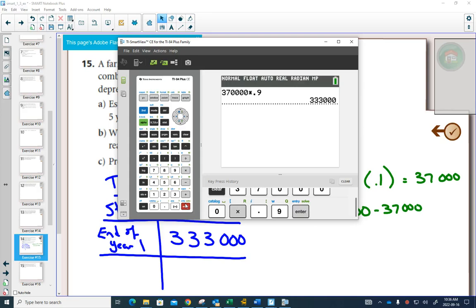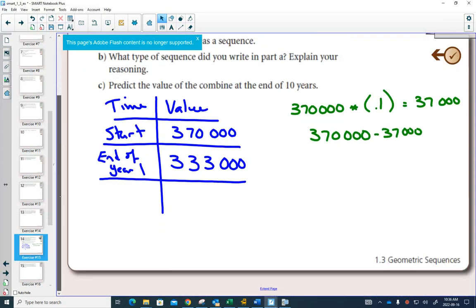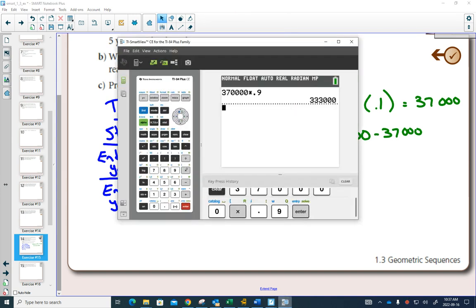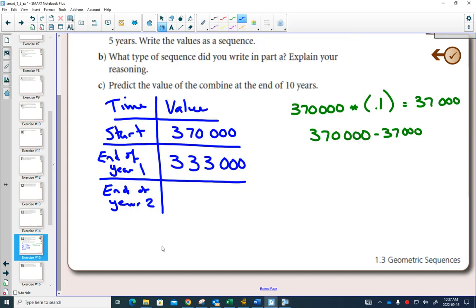What's also very nice about the 0.9 is we can fill in our chart a lot quicker. So we need, in part A, 5 years, the end of each of the first. At the end of year 2, I'd go to my calculator, take that answer and times it by 0.9, $299,700.